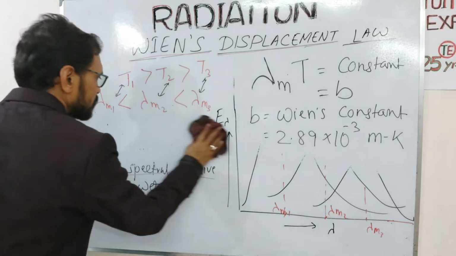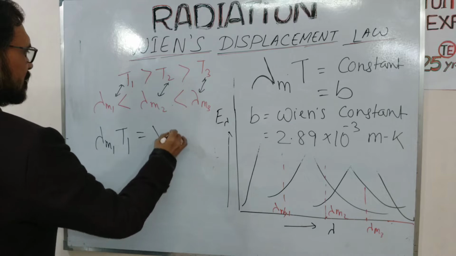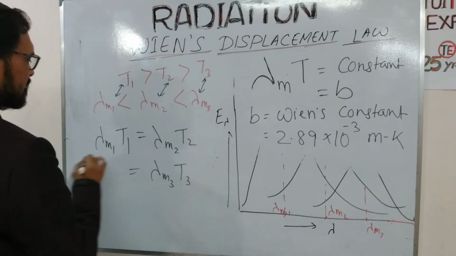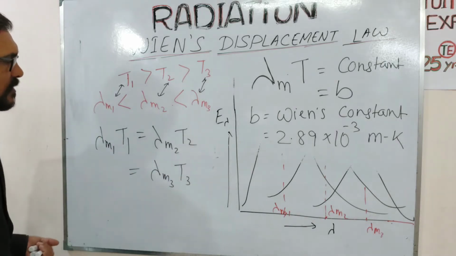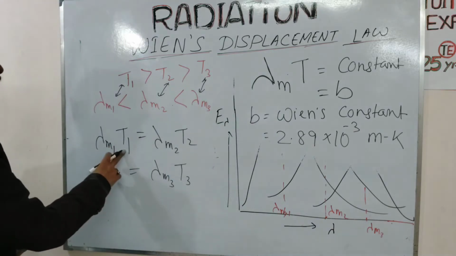From this, the product of lambda m into T equals a constant. So from this formula we can solve the problems.